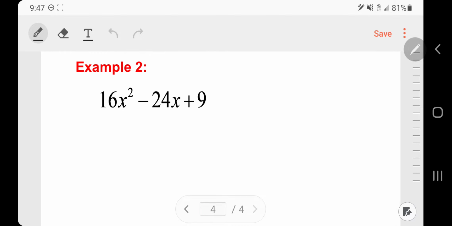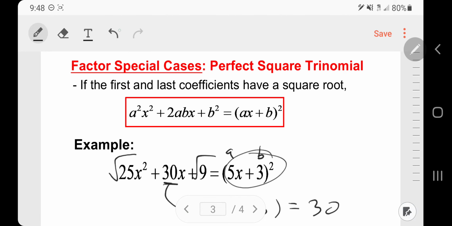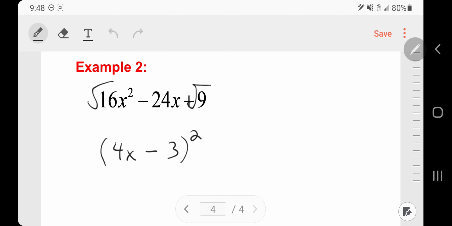All right, so in this one, we have 16x squared minus 24x plus 9. Again, you notice our first and last terms are perfect squares, 16 and 9. Okay, so we're going to have 16x squared, which is going to give us a 4x. Middle sign is a minus, so it's going to be minus. And then the square root of 9 is 3. And that's going to be squared. Again, you can see we did the same thing here as in our first example.